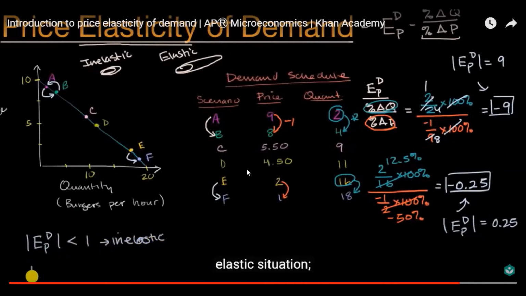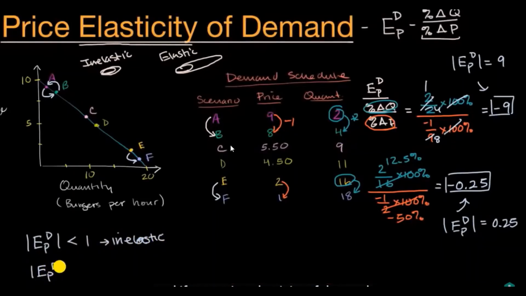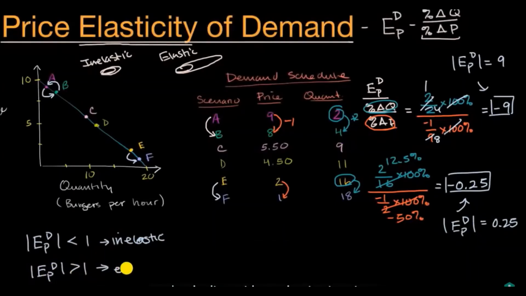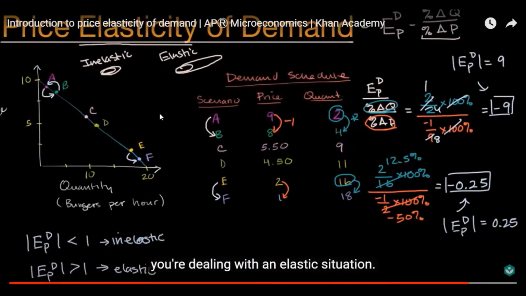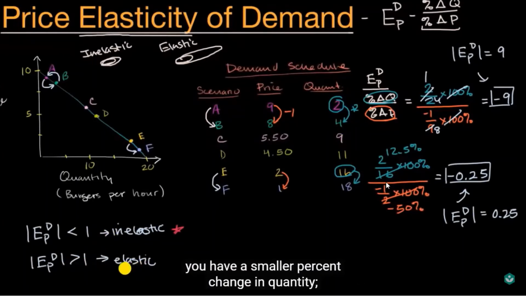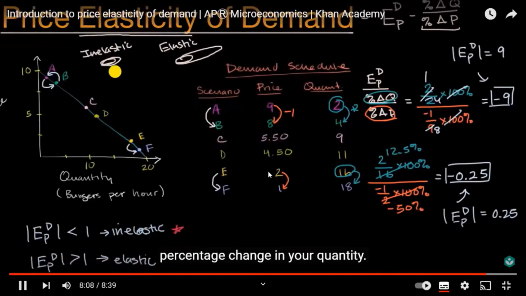situation. And if the absolute value of your price elasticity of demand is greater than 1, you're dealing with an elastic situation. Why does that make sense? Well, in this first scenario, for a given percentage change in price, you have a smaller percent change in quantity. While here, for a given percent change in price, you're going to have a larger percentage change in your quantity. So once again, it goes back to these rubber band analogies.